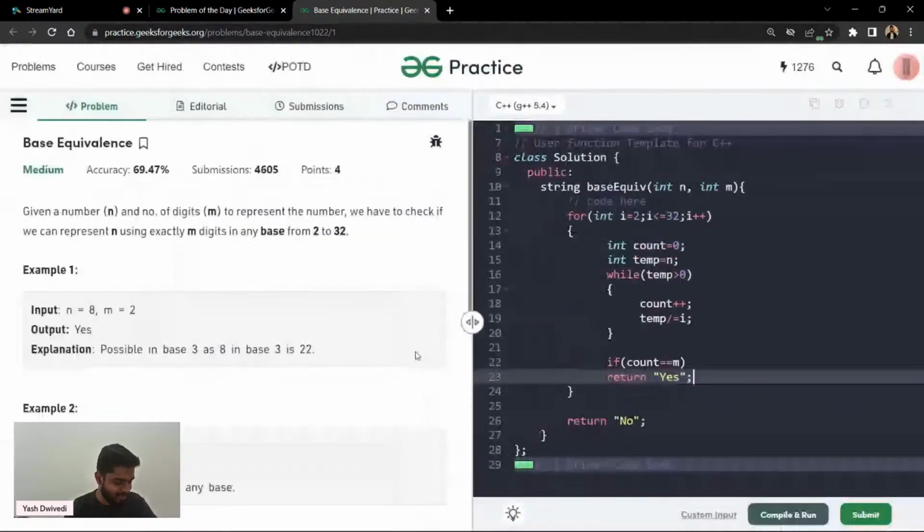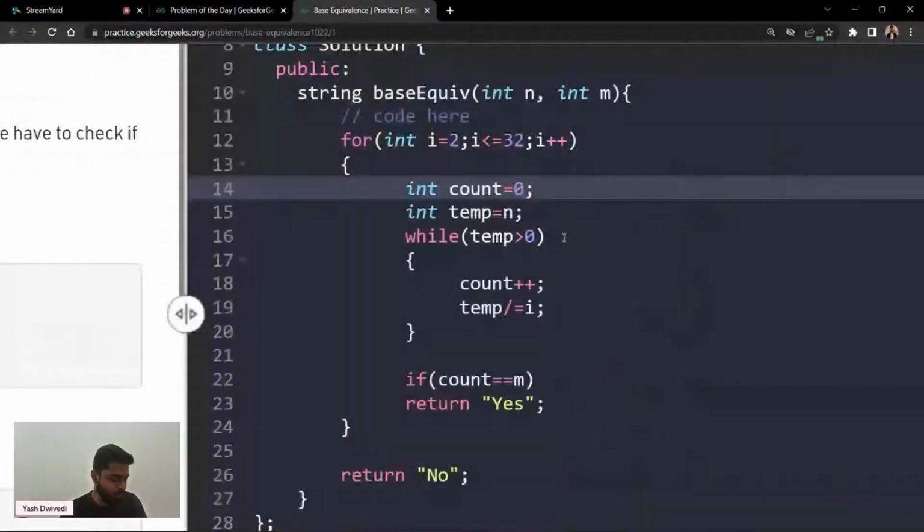Can we repeat this code, sir? Yeah, sure, we can repeat it. So basically, what I'm saying is, you will check it for every base.